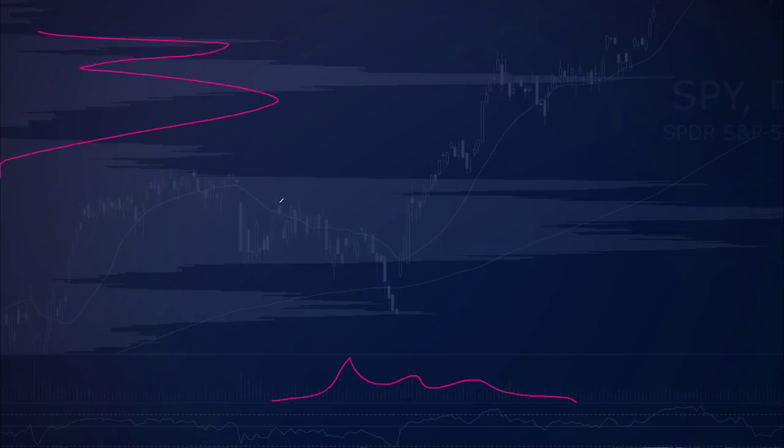Okay, so we showed you the histogram on the left, we showed you the histogram on the bottom, and why am I so focused on volume? There's only really three things that you need to worry about and you need to be fully aware of on any chart in any market. It is time, price, and volume.